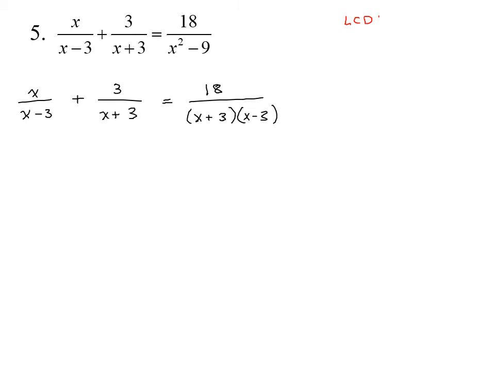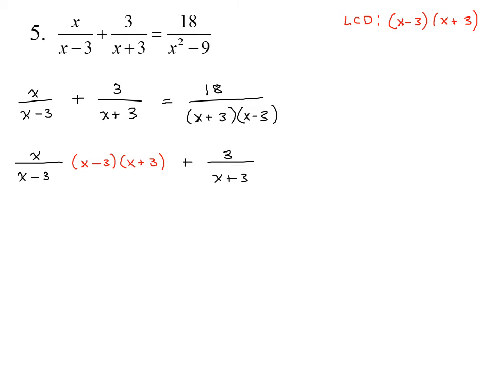The least common denominator is much like the last one. I'll need 1 x minus 3 because there's an x minus 3 on 2 different fractions. And there's an x plus 3 on 2 different fractions. So I'm going to multiply everything times x plus 3 and x minus 3. So I'll have x over x minus 3 times x minus 3 and x plus 3. There's that thunder again. And then 3 over x plus 3 times x minus 3 and x plus 3. And that will be equal to 18 over x plus 3 and x minus 3 times x plus 3 and x minus 3.